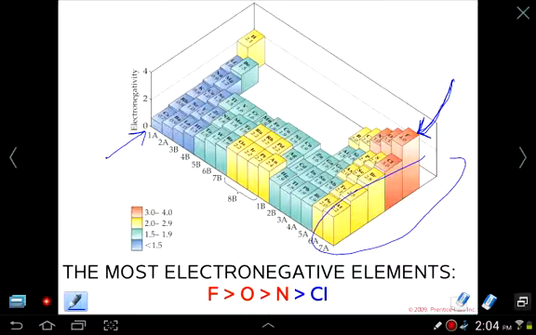So the four most electronegative atoms are in red here. They are fluorine, definitely number one, then oxygen, then nitrogen, and then chlorine not too far behind. So FONCL is usually the acronym we give this.